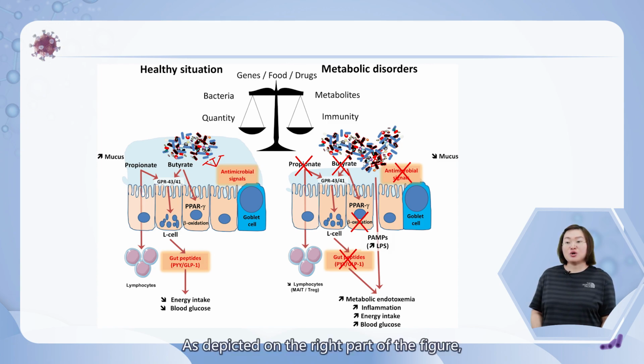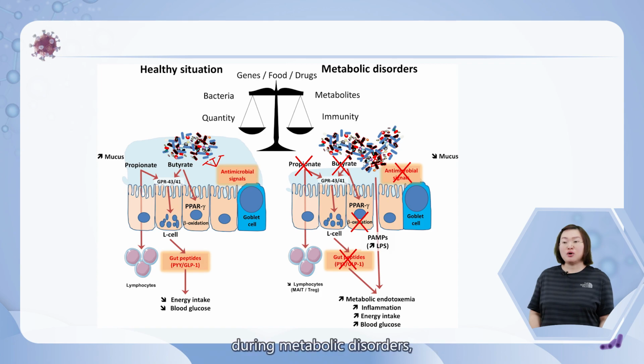As depicted on the right part of the figure, during metabolic disorders, changes in the gut microbiome are linked with a lower mucus thickness, decreased antibacterial defense, and butyrate and propionate production. As a consequence, our cells secrete fewer gut peptides. The lack of PPAR gamma activation leads to higher oxygen available for the microbiota in the proximity of the mucosa and increases the proliferation of enterobacteria.